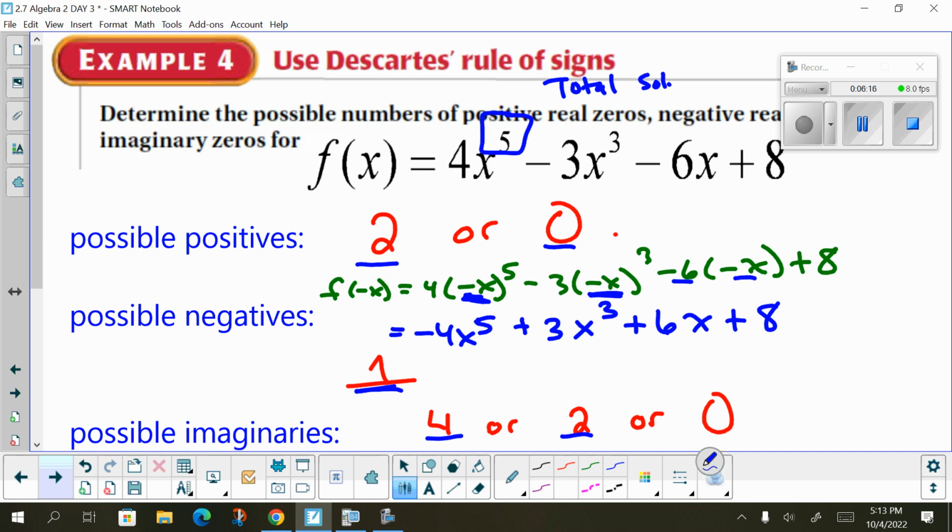So what I think we're figuring out here is we would never, ever have 0 imaginaries. So I'm going to cross that off, because if I had 0 imaginaries, I would need all 5 solutions to be positive and negative, and that's not going to happen here. So that's how you do your imaginaries. You look at the other possibilities, the possible positives, possible negatives, and see which of the imaginaries would help you add up to 5 total solutions.